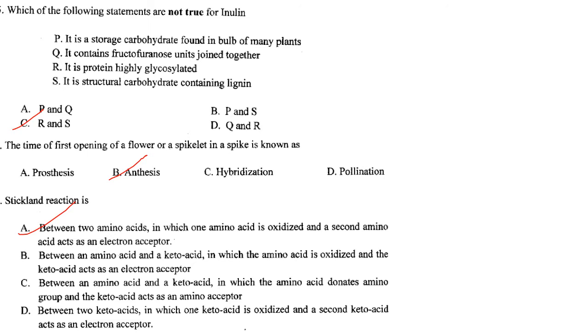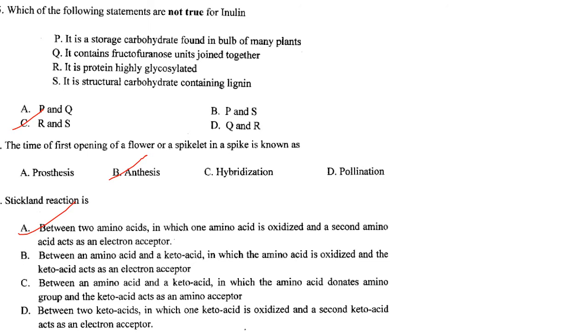The first time opening of a flower or a spikelet in a spike is known as, it is called as anthesis. Answer is option B. And prosthesis, that is an artificial body part such as a limb, a heart, or even a breast implant.